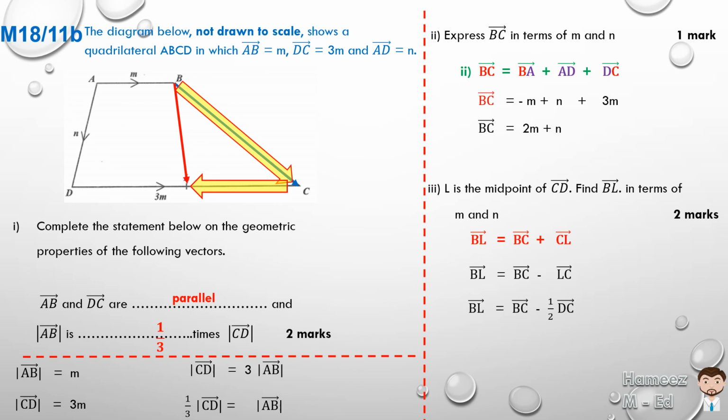BL is BC, which is 2m plus n from above, minus a half of, what is DC? 3m. And we can solve that. Let's put the m's together: 2 minus, what is a half of 3? 1.5. So 2 minus 1.5 is a half m plus n. And that gives us the vector BL.